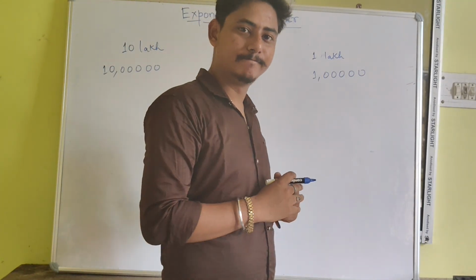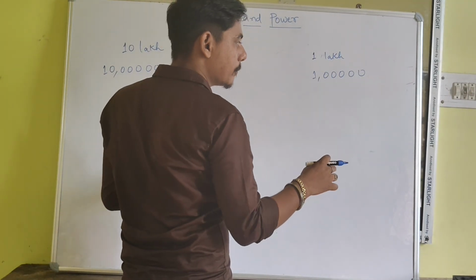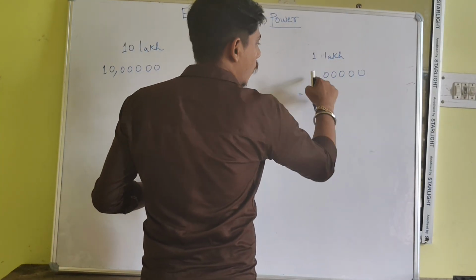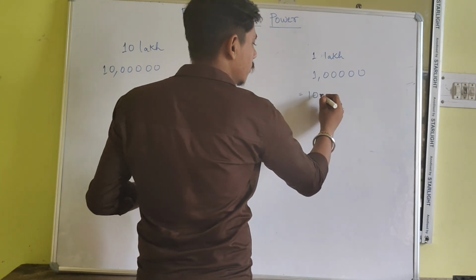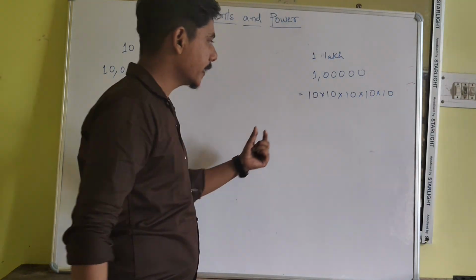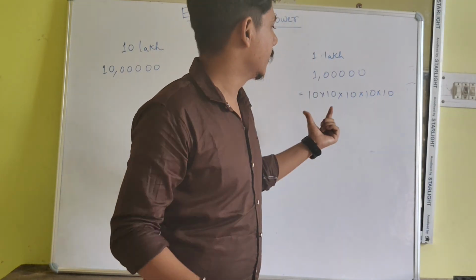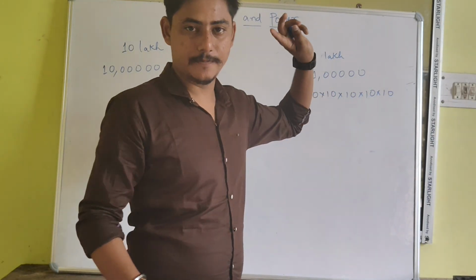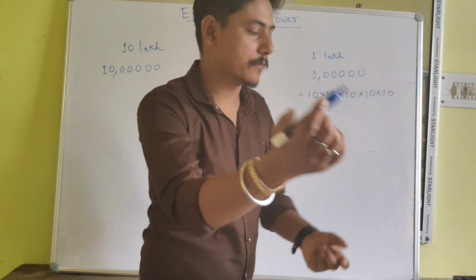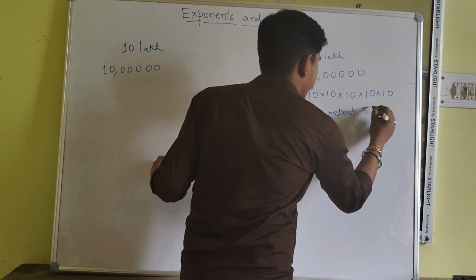Can you think about that? 1 lakh is nothing but 10 multiplied by itself. Just see that, 1 lakh can be written in that form also: 10 into 10 into 10 into 10 into 10. That is 10 multiplied by itself 5 times. That means 10 repeated 5 times.